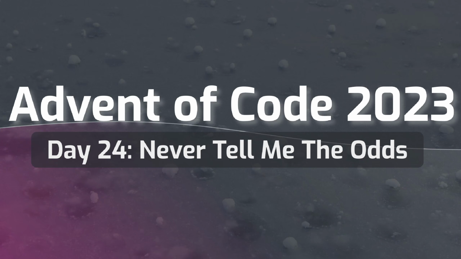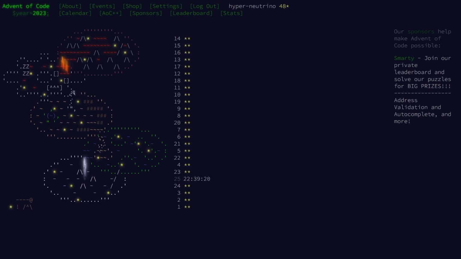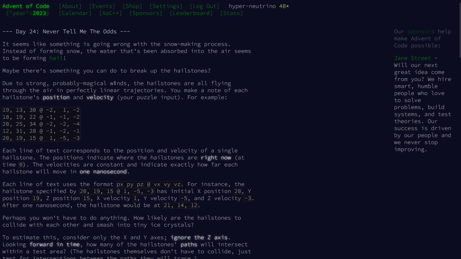Welcome to day 24 of the 2023 Advent of Code. So for today's problem, we are in a hailstorm. Our snow machine isn't working and it's been creating hail instead. We're going to see if there's something we can do to break up the hailstones.